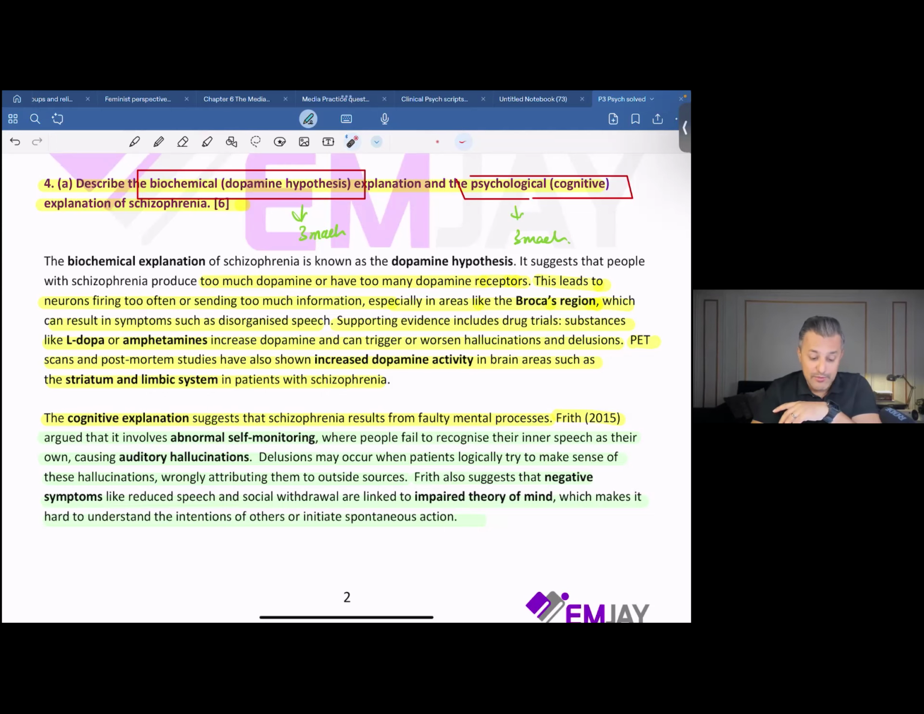That was a requirement from Cambridge. Now the question is, did this answer do that? I think it does cover both theories in detail. Number two, yes, accurate and appropriate psychological terminologies used, for instance, dopamine hypothesis, Broca's region, self-monitoring, theory of mind. Number three, this demonstrates an excellent understanding of both the biological and cognitive explanation shown. So I feel this is a top level answer.